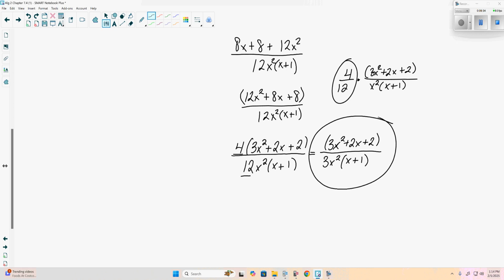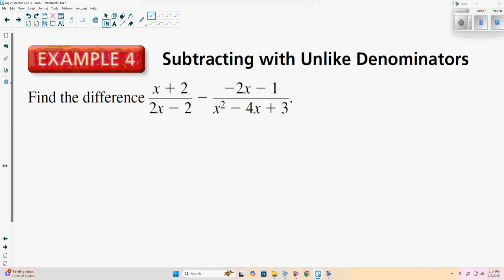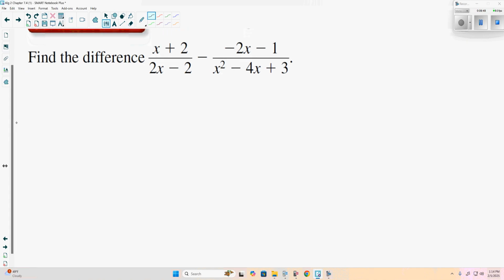Questions on this here, this addition subtraction? We ready for the next one? Finding the difference. X plus 2 over 2x minus 2 minus negative 2x minus 1 over x squared minus 4x plus 3.